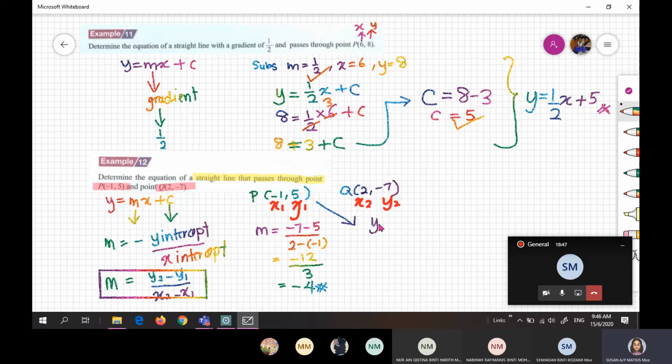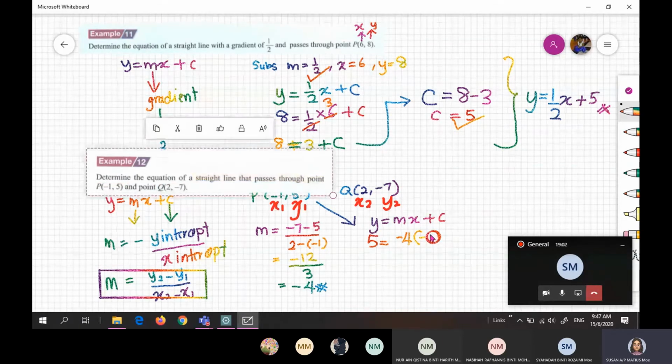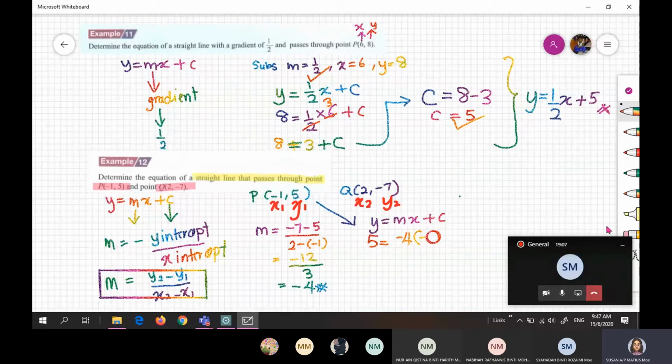Okay, so y equivalent to mx plus c. So back to this equation. What's the value of y? y is 5. What's the value of m? m is negative 4. What's the value of x? Negative 1. Okay, just give me a moment, class.